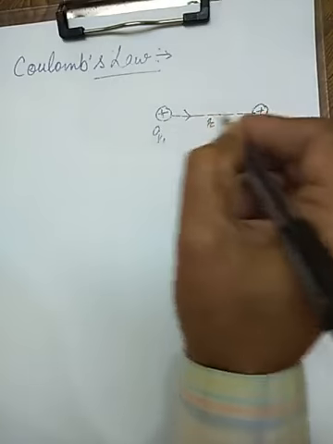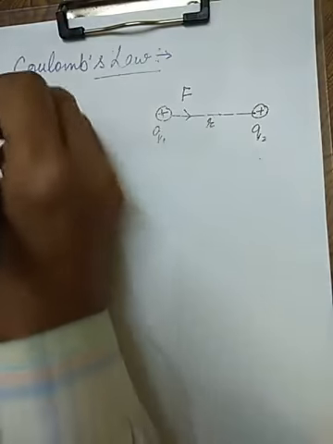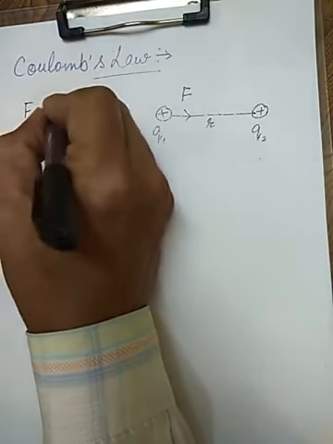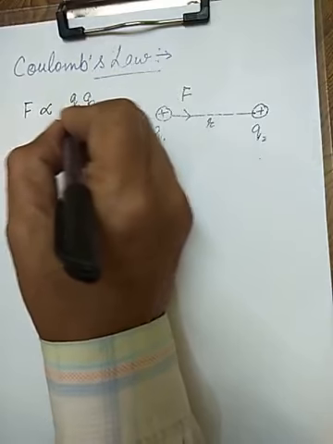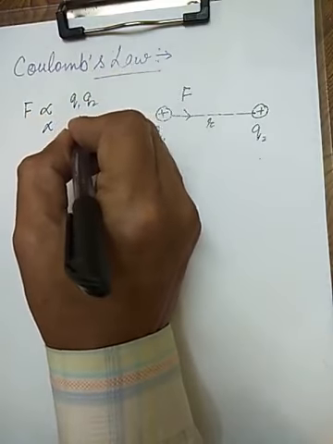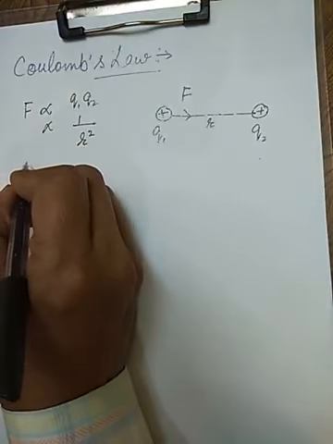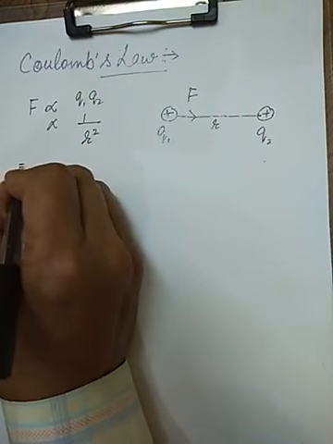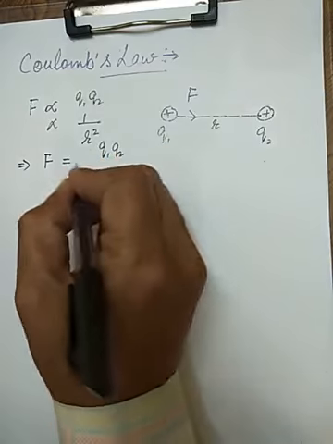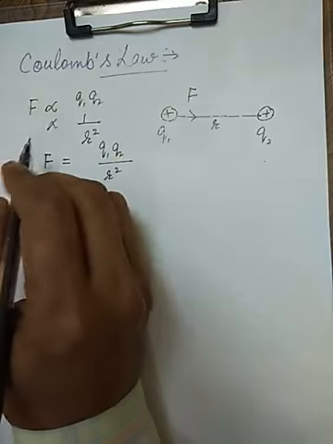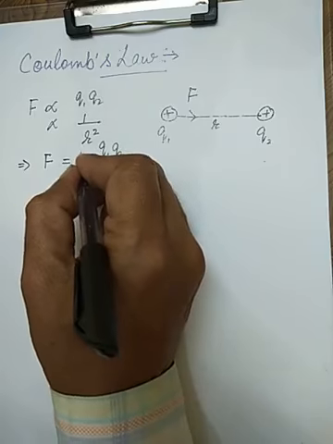So the magnitude of the force F which exists between these two charged particles is directly proportional to the product of the magnitudes of the charges, and inversely proportional to the square of the distance between them. If we combine both of them, this relation can be written as F proportional to Q1 Q2 over r square. This proportionality sign can be removed by a constant k.